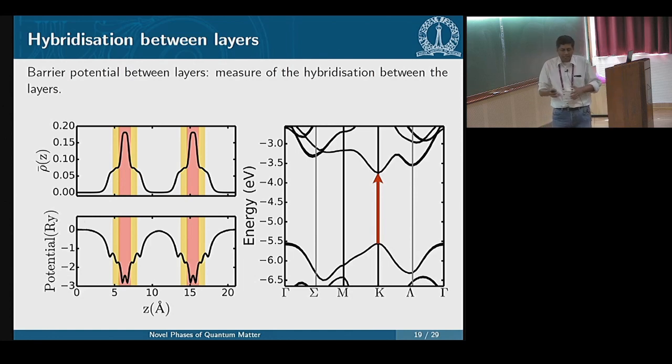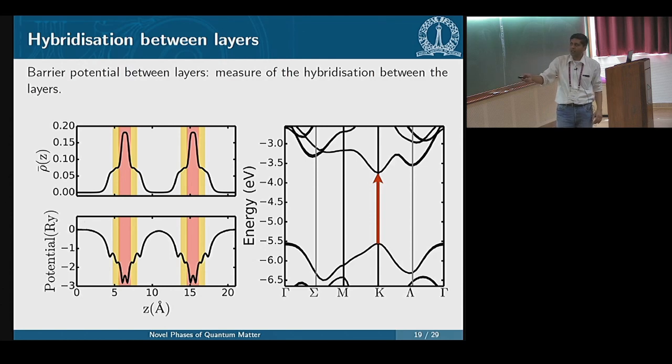We can say, look, if I take two sheets of MoS2 and put them very far apart in a unit cell, AB stack, they don't talk to each other, right? So if I look at the planar average potential, this is what it looks like. This is where my sheets are. I put the sheets like this, right? This is what the density is, and the potential is over here.